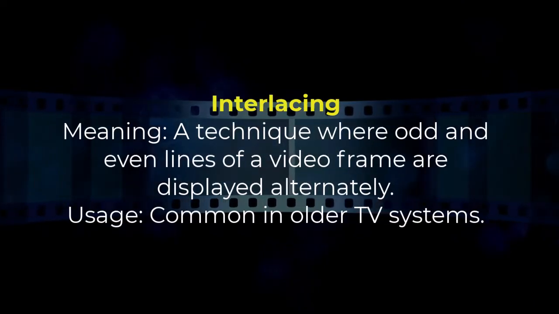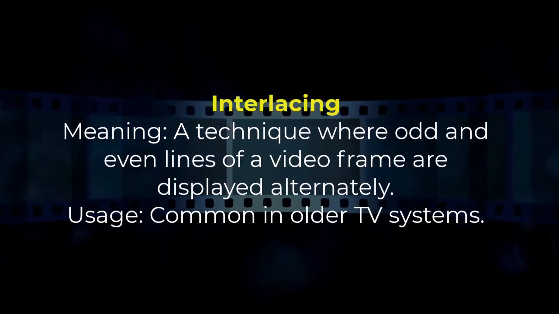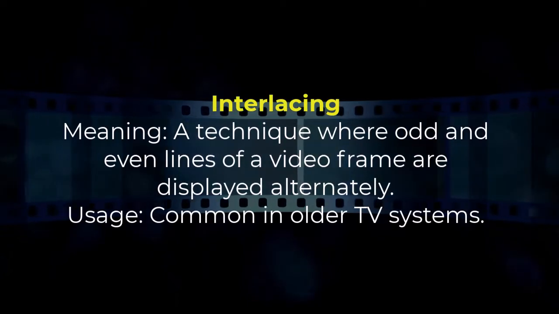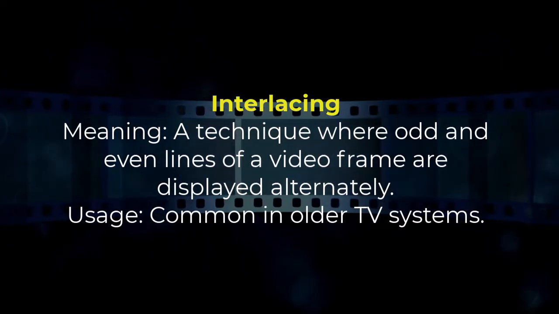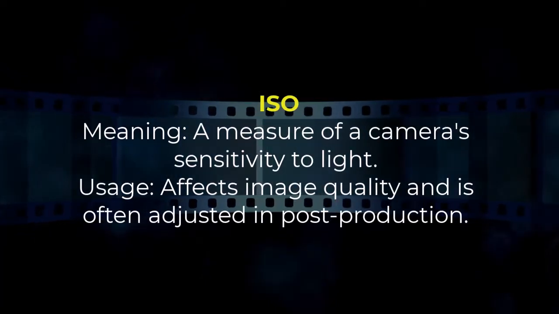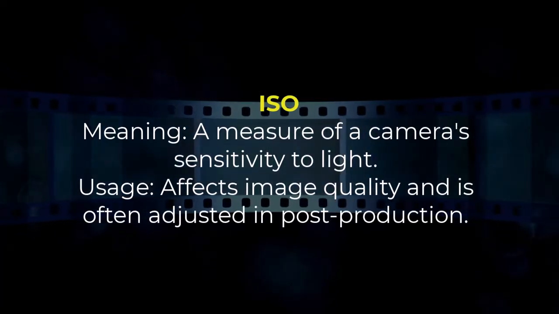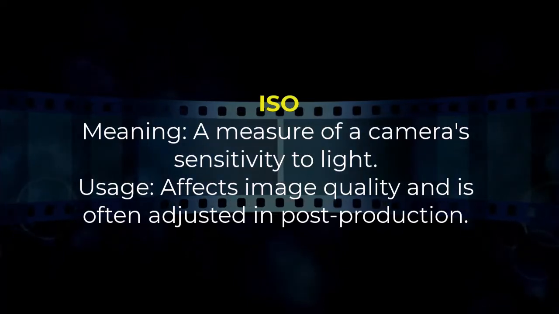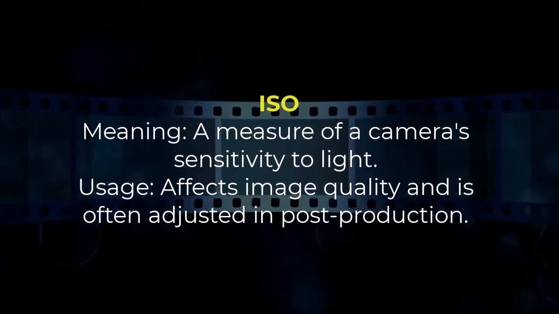Interlacing, meaning a technique where odd and even lines of a video frame are displayed alternately. Usage, common in older TV systems. ISO, meaning a measure of a camera's sensitivity to light. Usage, affects image quality and is often adjusted in post-production.